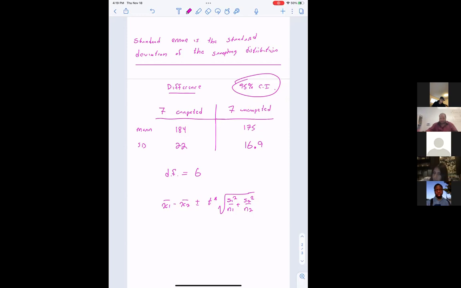But in this case, x1 bar is 184 minus 175, that's 9, plus or minus, let's skip t star for a second because I have to look that up, but 22 squared over 7 plus 16.9 squared over 7, and then the square root of that. So that's 10.5 or so. So now I just need my t star.